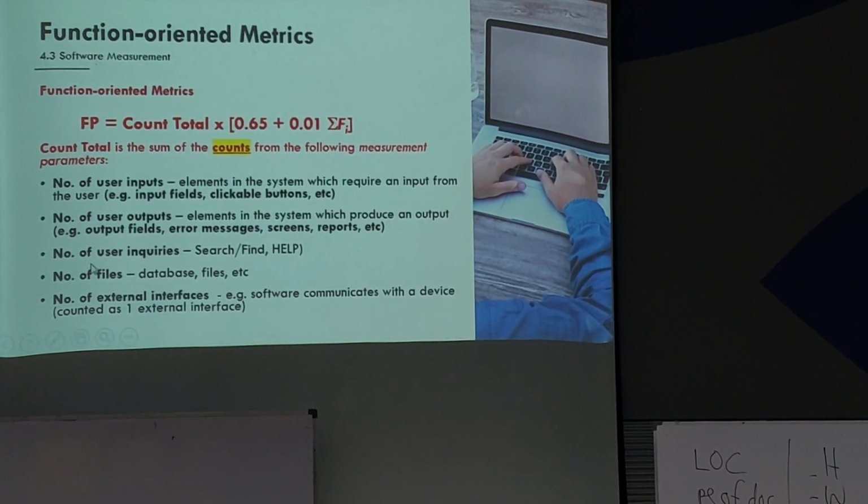Also count the number of user inquiries. To count user inquiries, you count the number of searches, finds, and help requests. For files, you count the number of databases and tables. Also count the number of external interfaces, meaning connections to outside systems.